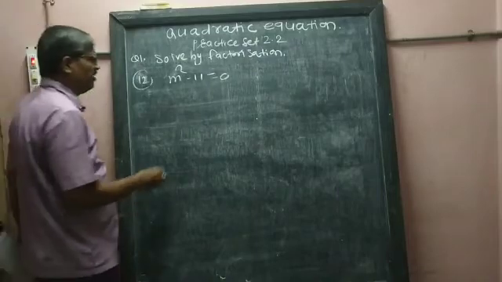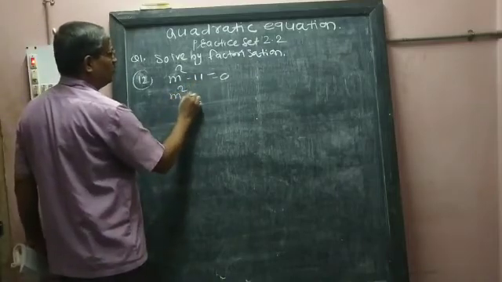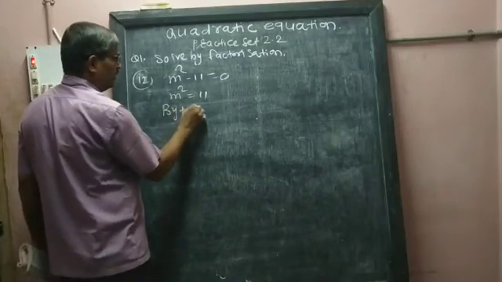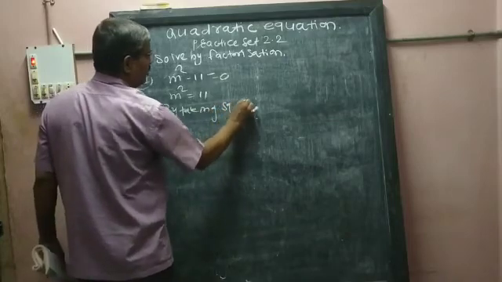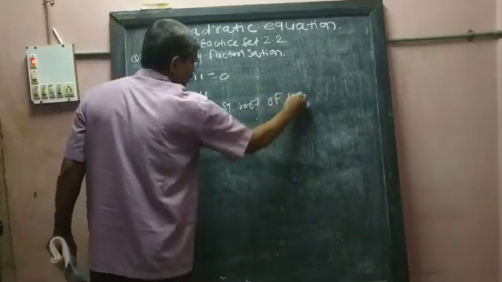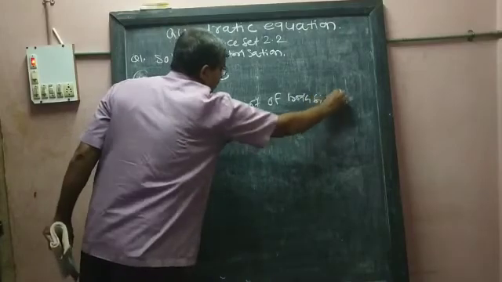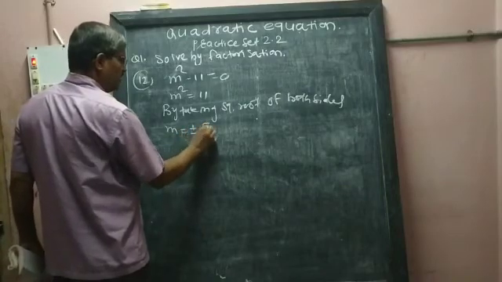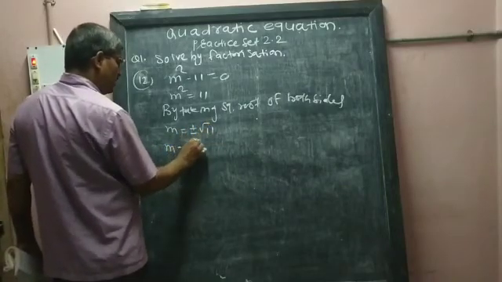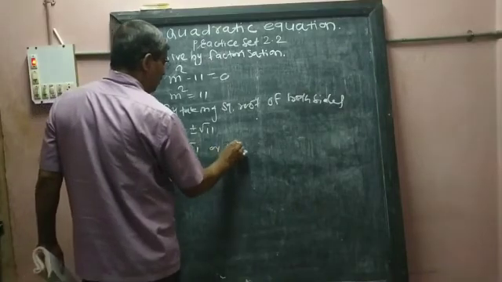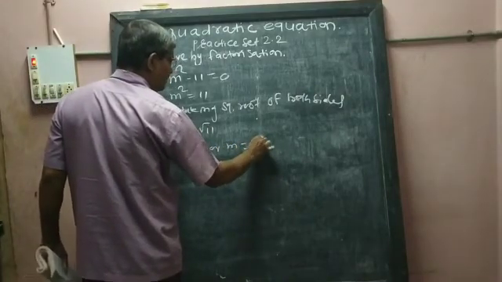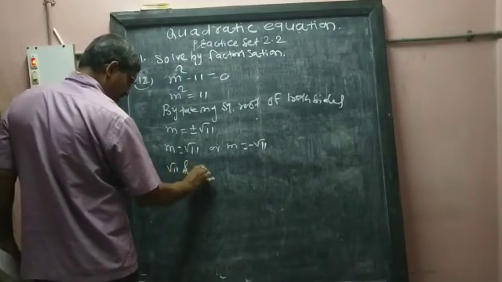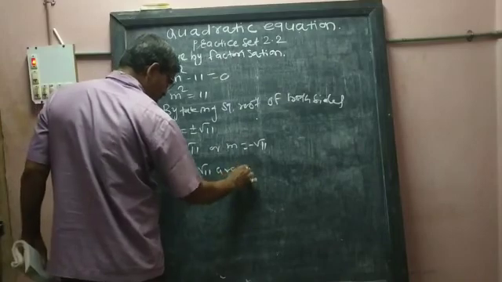We can solve it in a different way. So m square, this minus 11 goes to the other side. M square is equal to 11. By taking square root of both sides, m is equal to plus minus under root 11. Thus m is equal to root 11 or m is equal to minus under root 11. Thus root 11 and minus root 11 are the roots.